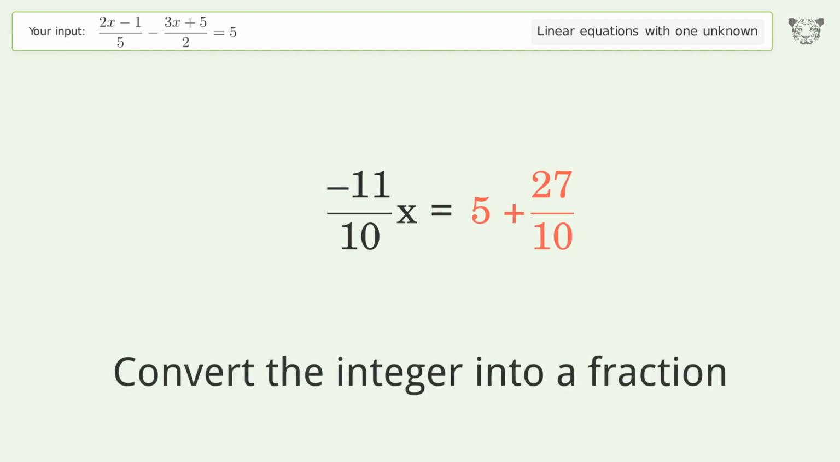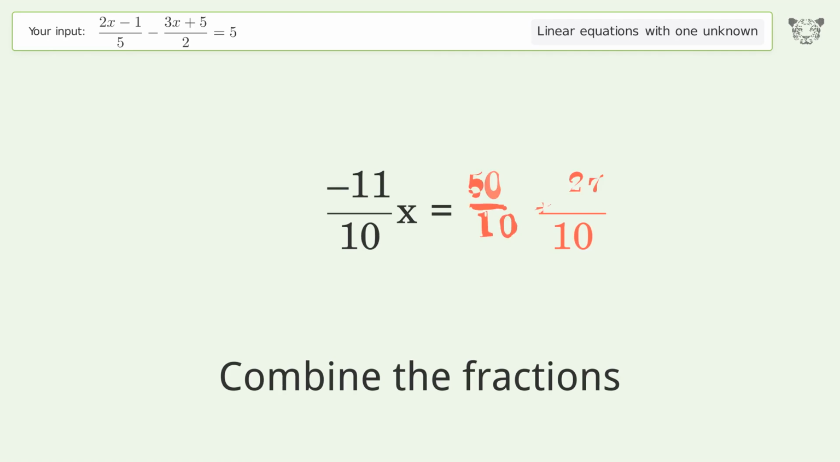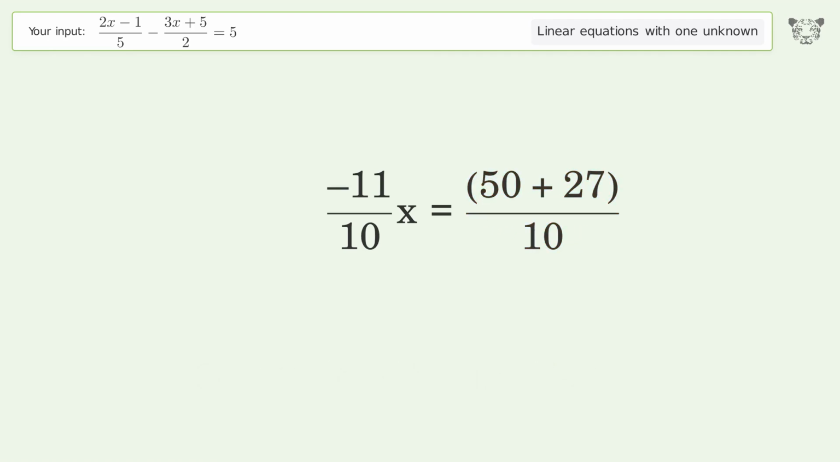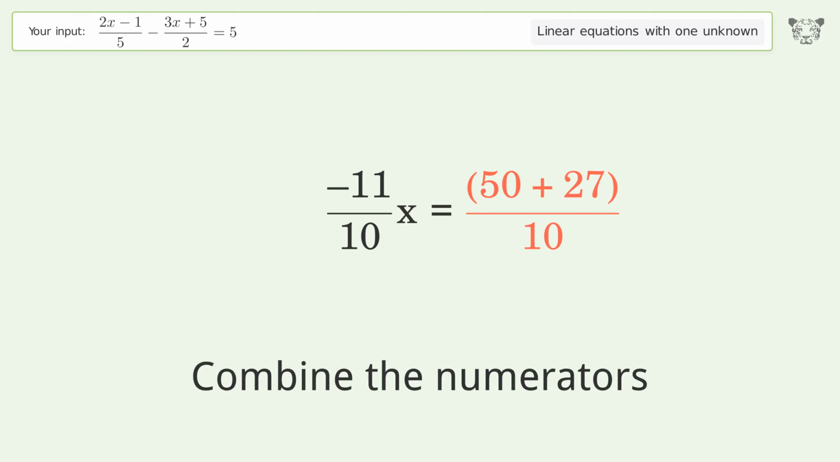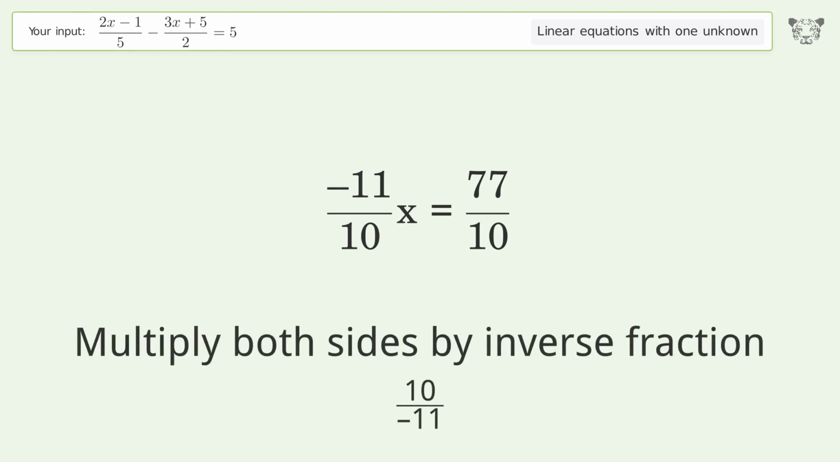Convert the integer into a fraction. Combine the fractions. Combine the numerators. Isolate the m. Multiply both sides by the inverse fraction 10/-11.